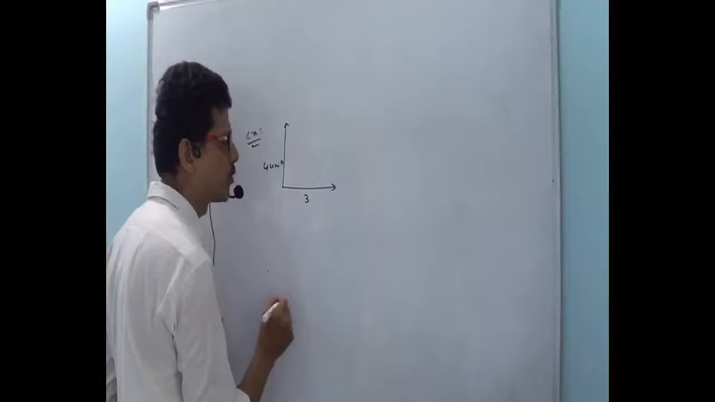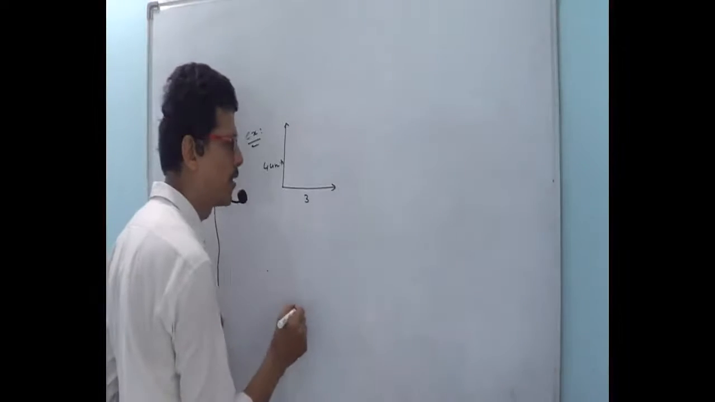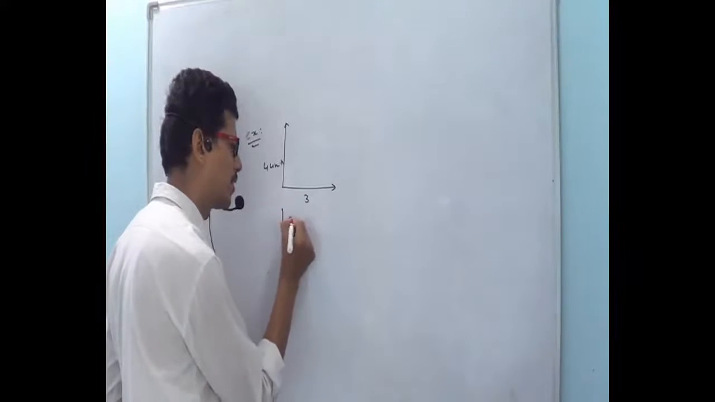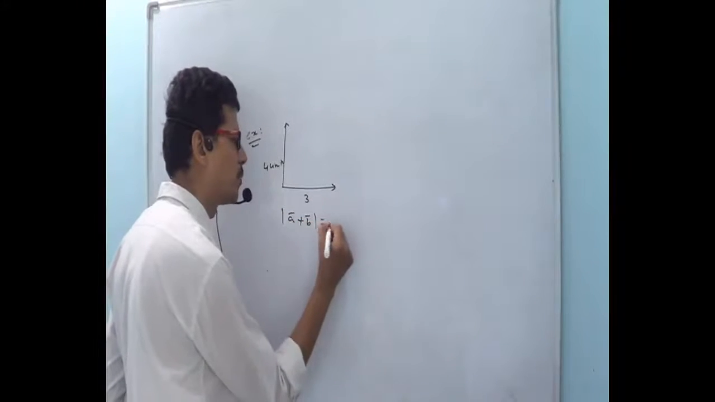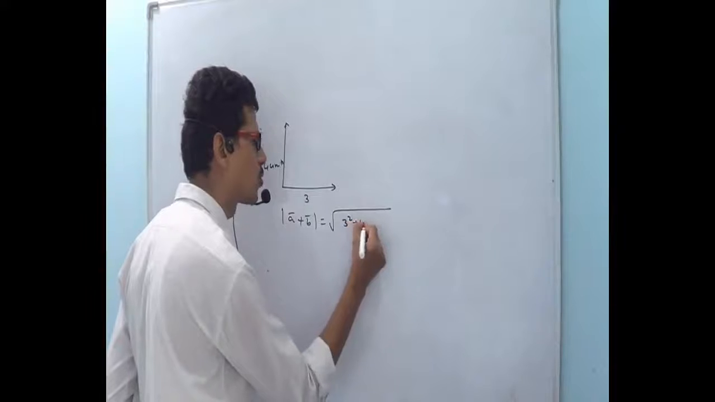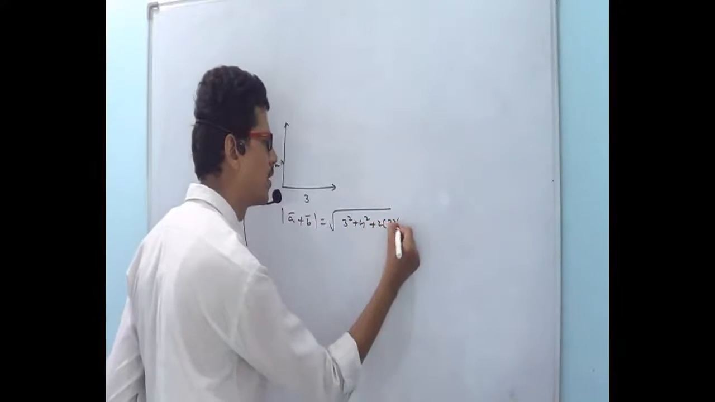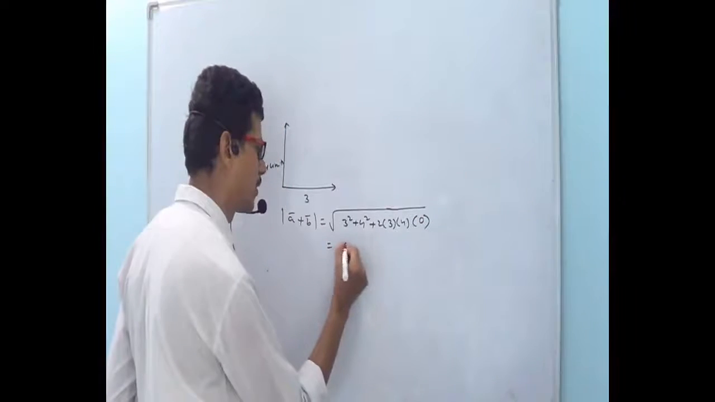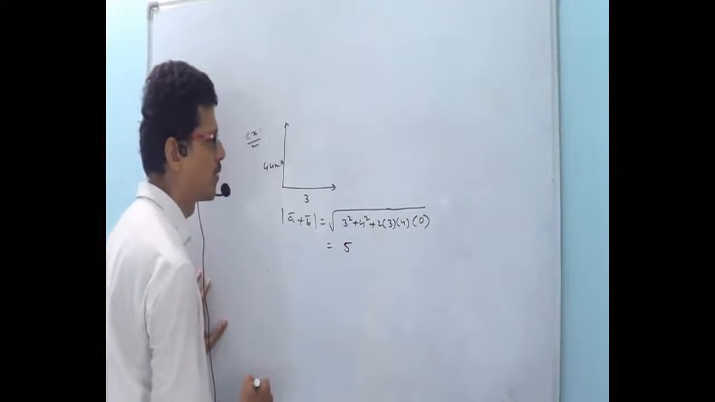What is the resultant of these two vectors? Five, na? What is the parallelogram magnitude? Resultant means addition, A bar plus B bar: root of 3 square plus 4 square plus 2AB cos 90. Cos 90 is 0. Okay, so you are getting it as 5.